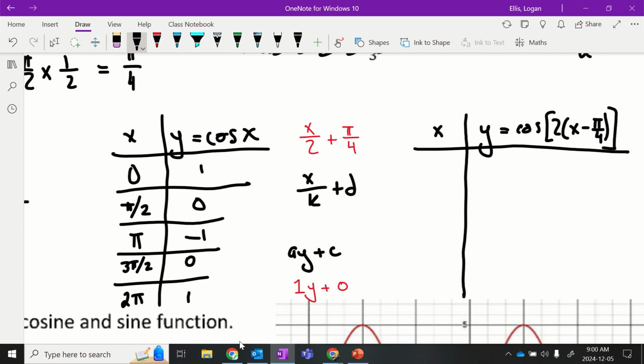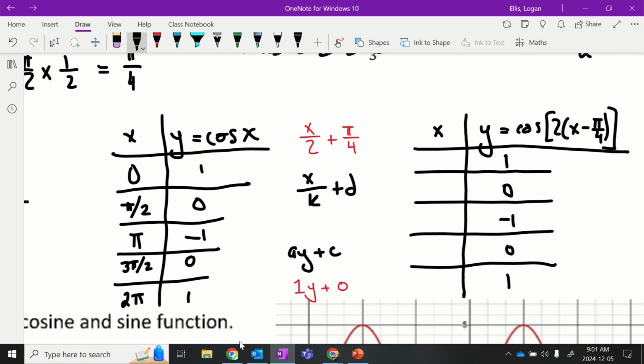Basically, right, your y's are going to stay the same. So you're going to get 1, 0, negative 1, 0, 1, because you're timesing them by 1 and adding 0. But your x's, you need to divide them by 2 and then add pi over 4. So kind of annoying, but 0 divided by 2 is 0 plus pi over 4, you get pi over 4, right? Pi over 2 divided by 2, that's pi over 4 plus pi over 4. A quarter plus a quarter is a half. Pi divided by 2 plus pi over 4, that's 3 pi over 4.